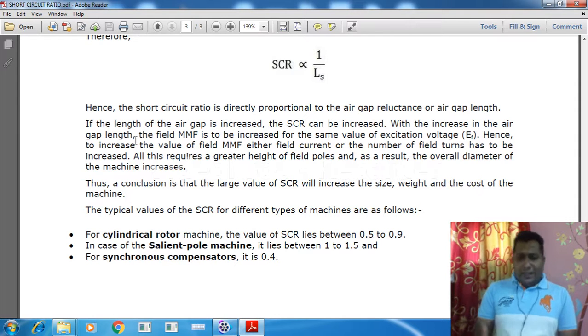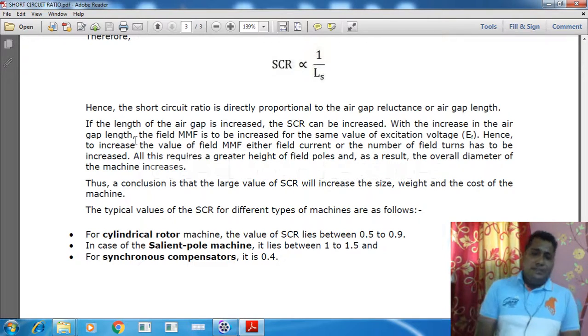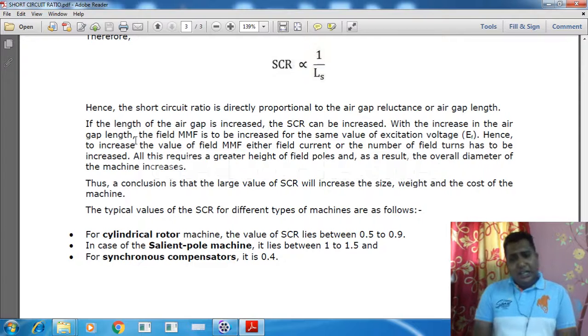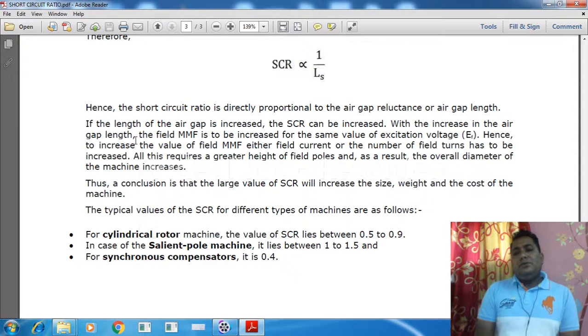So at the end I have given some examples of the general range of SCR that we use for the different kinds of machine. For a cylindrical rotor machine, the value of SCR lies between 0.5 to 0.9. In the case of a salient pole machine, it lies from 1 to 1.5, and that means we can say that in the case of a salient pole machine, as the SCR value is higher, it has higher stability with respect to the cylindrical rotor. For a synchronous compensator, the value is 0.4. So these are the different types of SCR we use in our daily life.